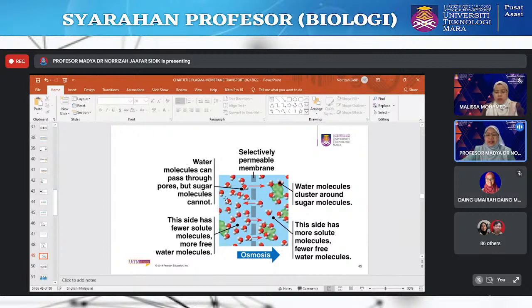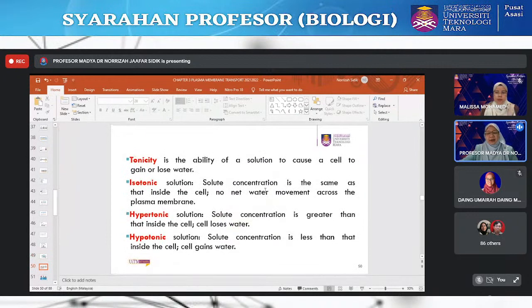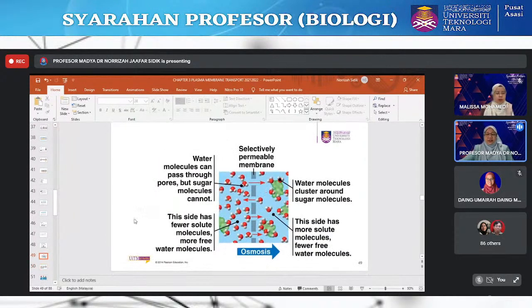This side has fewer solute molecules and more free water molecules, whereas on this side, the water molecules cluster around the sugar molecules, and this side has more solute molecules and fewer free water molecules. There is the selectively permeable membrane at the center here. So this is osmosis. Only the water molecules will move.